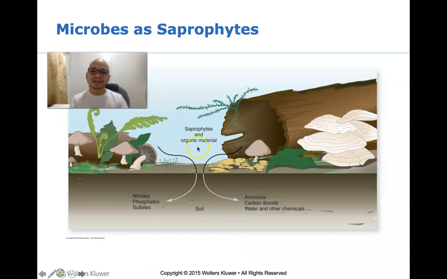So here's what I'm saying. Saprophytes, such as mushrooms, and decaying wood, which is organic matter. Saprophytes will help the environment by decomposing these organic materials. In doing so, byproducts such as nitrates, phosphates, sulfates, ammonia, CO2, water, and other chemicals will be embedded in the soil, and this makes the soil much richer. Because of this, and because of some nitrogen-fixing bacteria in the soil, plants will be able to propagate much better. So that's the circle of life.